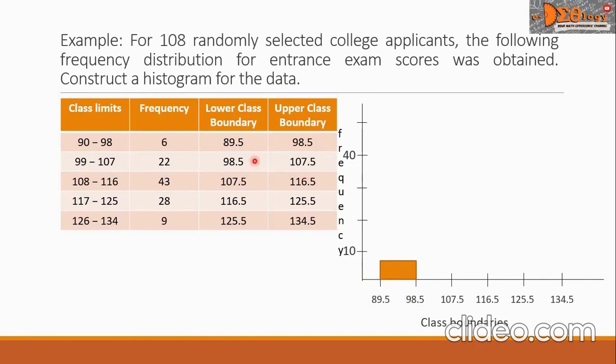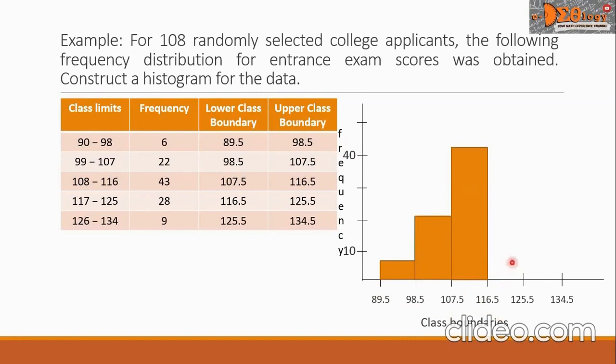For the second class interval, we have the class boundaries from 98.5 to 107.5. So this is our interval, and the rectangle corresponding to that is this one with a height that is equal to 22 in the frequency. The third class interval has class boundaries from 107.5 to 116.5, and the rectangle for this class is given here with a height of 43 in the frequency.